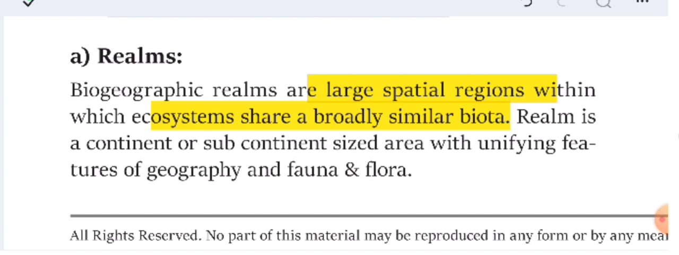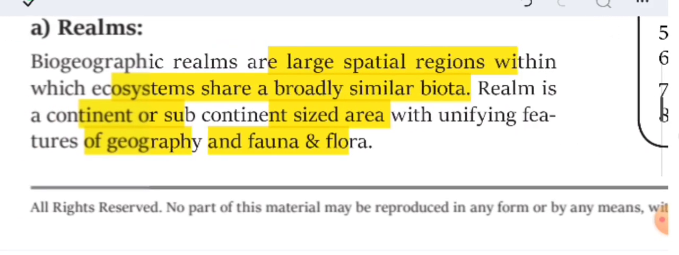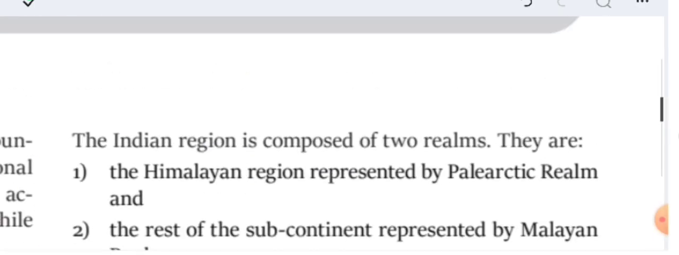जो regions होगा that are very large within which ecosystems share a broadly similar biota. Realm is a continent और sub continent size area, मतलब imagine करो कितना ज़्यादा area है, ठीक है, with unifying features of geography, fauna and flora. ठीक है, so unified features of geography like fauna and flora.